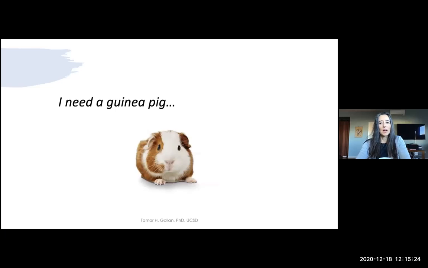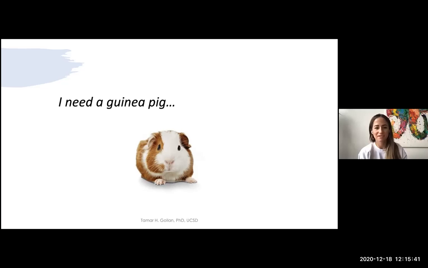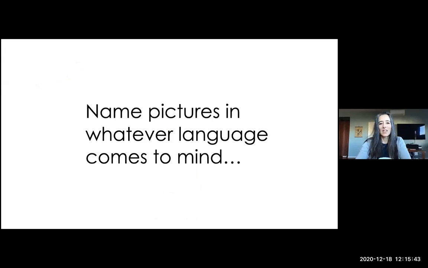So I need a guinea pig. I can only see Yakil and Ed-Marie. Does one of you want to turn off your mute and get ready to name pictures? Sure, I can do it. Okay, so here we go. So just name pictures in whatever language comes to mind.